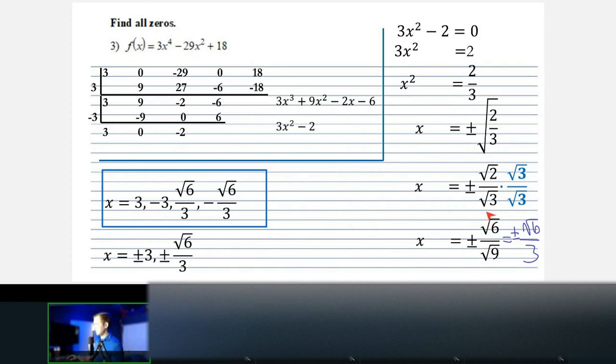And, rad 2 and rad 3 are already simplified. Yeah, so we rationalize it, we get this, and then simplifying radical 9 becomes 3. So there's your other 2 answers.